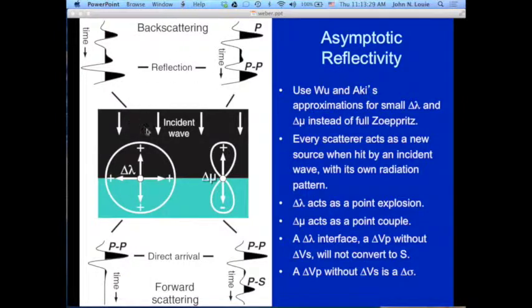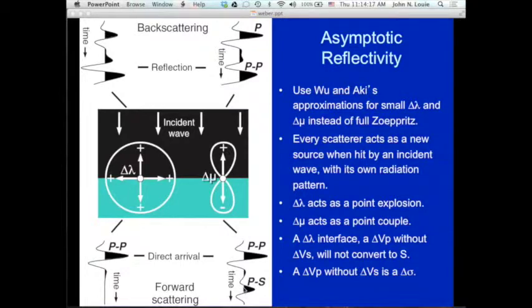Okay, so we have an incident wave coming down on the bright spot, and in there maybe we have a reflecting nugget of delta lambda and a reflecting nugget of delta mu. All right, the delta mu has a cosine squared: a positive cosine squared backscatter and a negative cosine squared forward scatter. The delta lambda scatters positively in all directions. And that kind of says why the forward scattering is strong. It looks like the P2P.